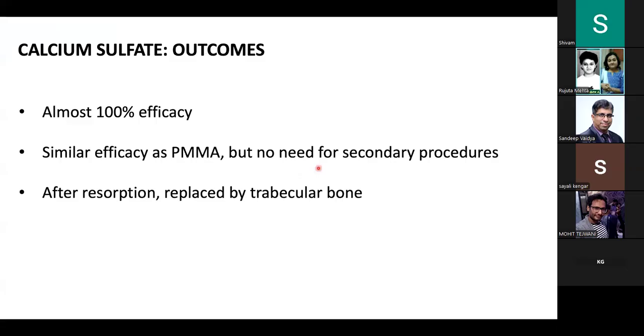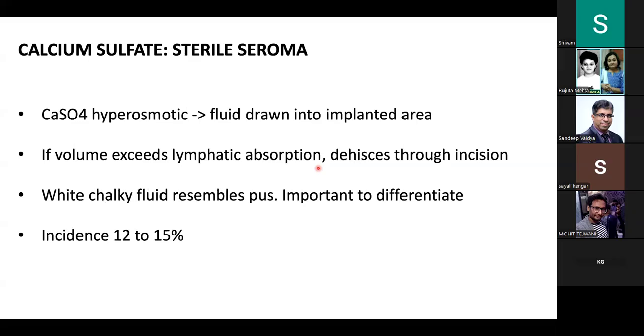Calcium sulfate has a very good efficacy, in fact, even higher than cement. And the advantage, again, is that there is no need for secondary procedures to remove the calcium sulfate. However, if you're going to need a secondary reconstructive procedure, then it does not offer that big an advantage.